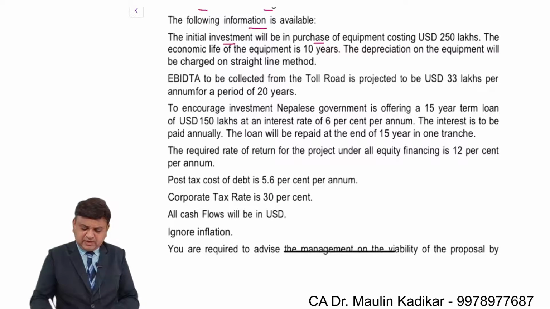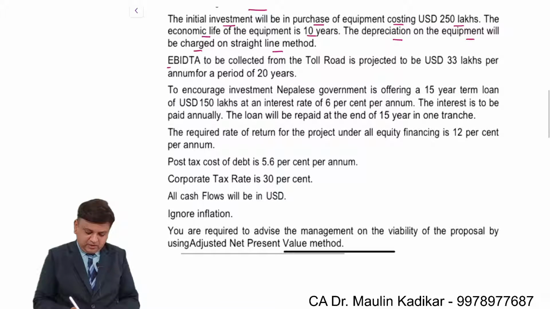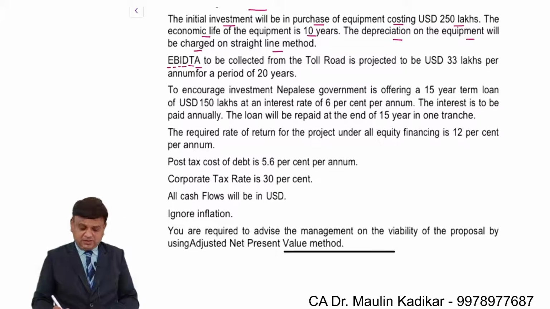Initial investment will be purchase of equipment costing 250 lakhs of dollar. Economic life is 10 years. Depreciation on the equipment will be charged on straight line method basis. Earning before interest, depreciation, tax, amortization to be collected from the toll road is expected to be 33 lakh US dollar per annum for 20 years.